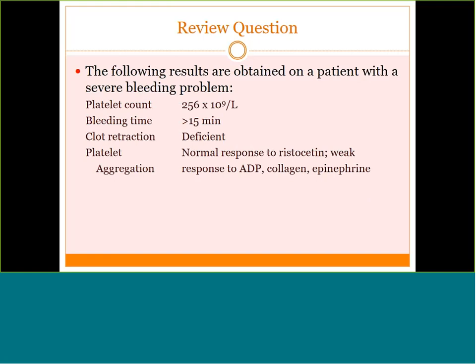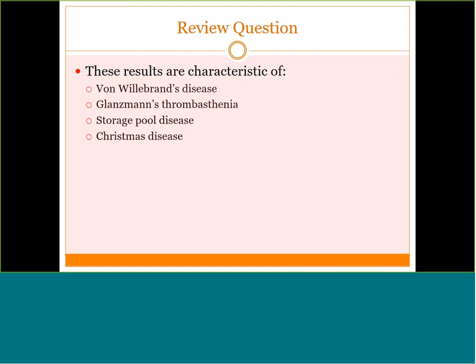And then the other case study here, you have platelet count of 256, totally normal. Bleeding time is prolonged, clot retraction deficient. That one right away there should point it out for you. And then aggregation studies, normal to ristocetin, weak or no response to the rest, so that one should be Glanzmann's thrombasthenia. So another good representation there of Glanzmann.